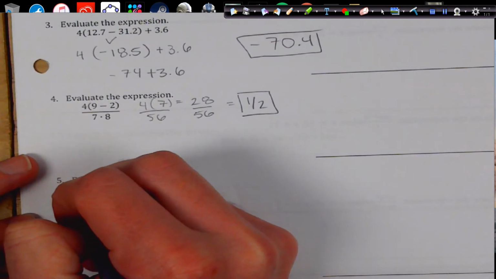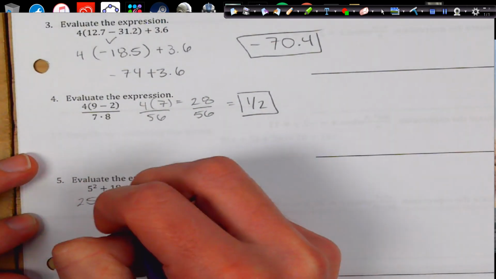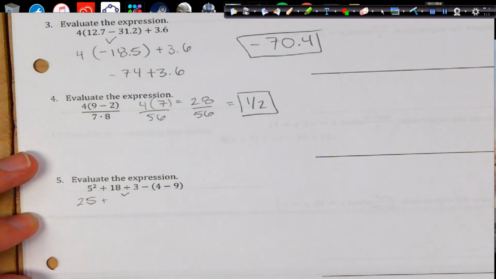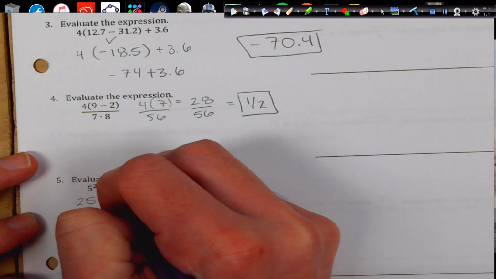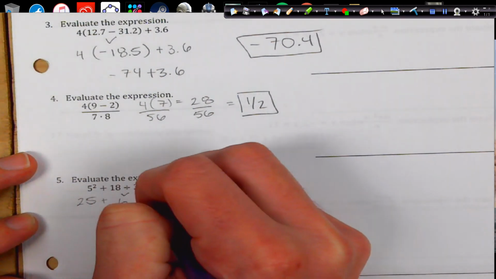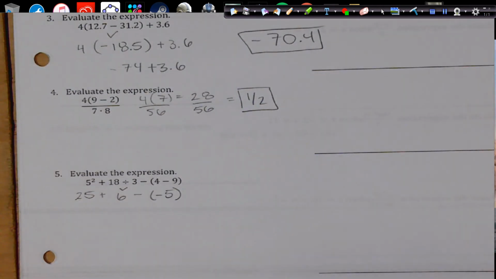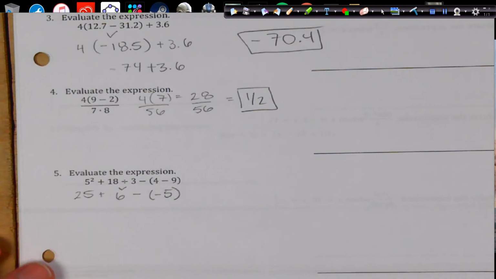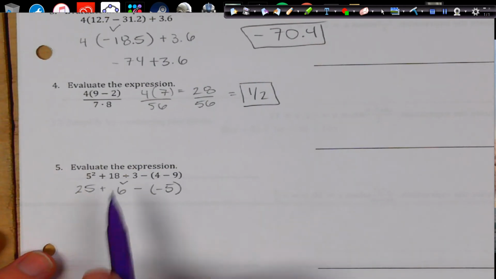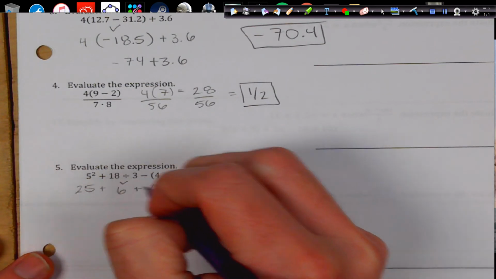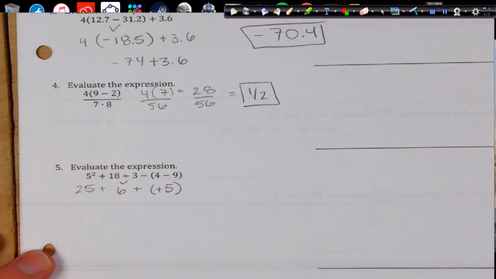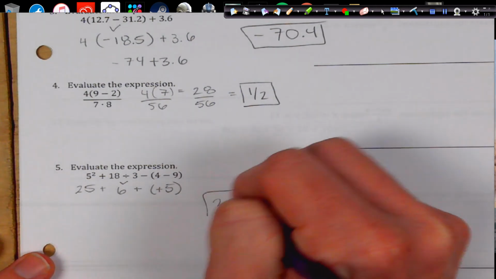All right, number 5. 5 squared is 25 plus 18 divided by 3. You're going to do that first. That's going to become 6 minus 4 minus 9 is a negative 5. So I kind of did my exponents and my division. No subtraction or adding has been done yet. Okay, so it's very important we do that division first. Negative and negative makes a positive, so I basically get 25 plus 6 plus 5. We end up with 36 as our final value.